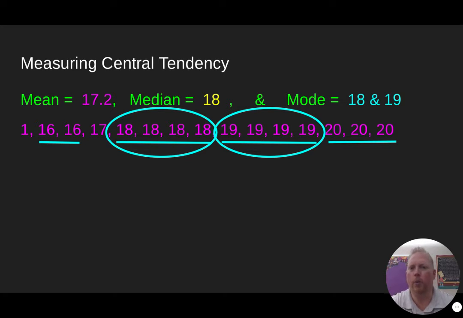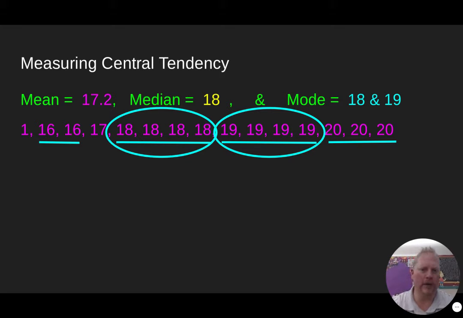Normally, you're looking for the one number that occurs more than anything else. So if there was one more 18, then we would say 18 is the mode. If there was one more 19, we'd say 19 is the mode. But since 18 and 19 have the exact same number, we can say that this is bimodal, and we have two modes, 18 and 19.